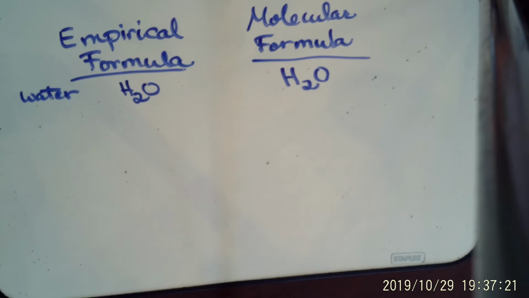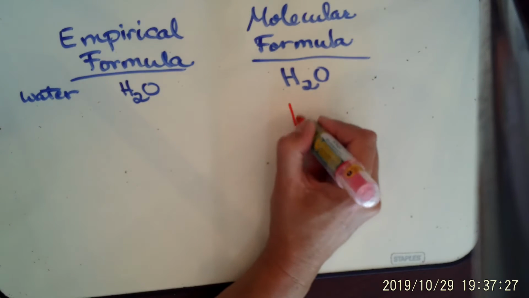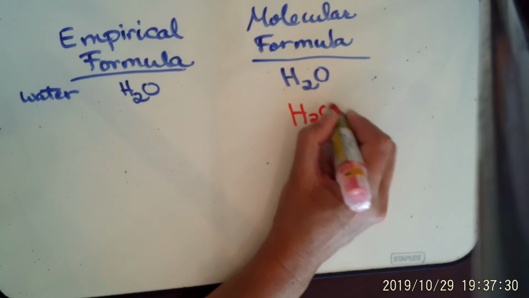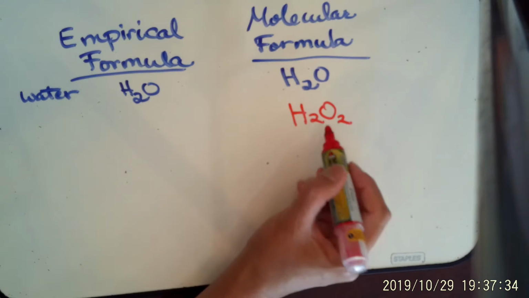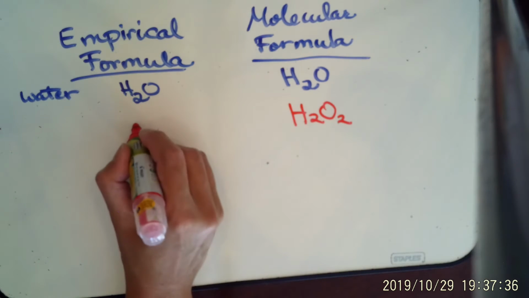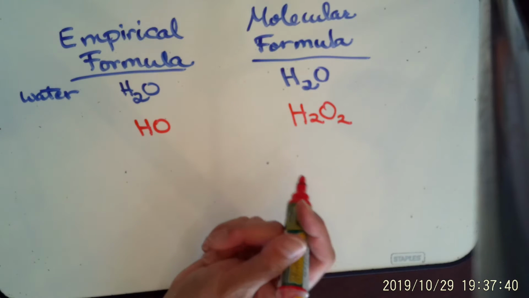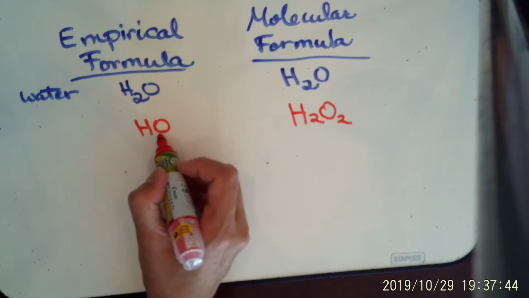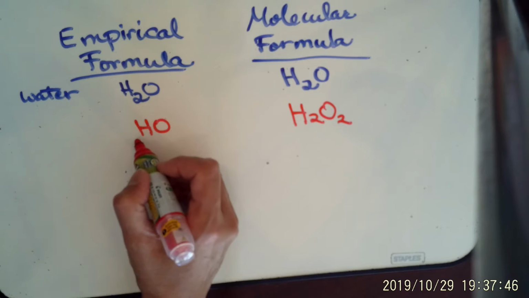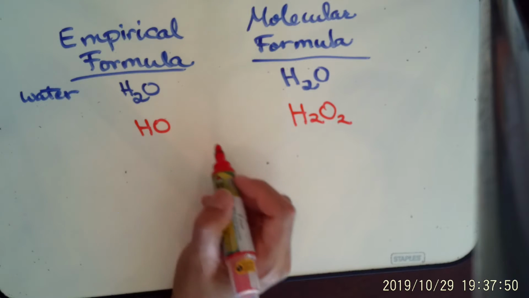What happens if I look at something different? Suppose I look at hydrogen peroxide. We know hydrogen peroxide is H2O2. That's the molecular formula, but the simplest ratio is HO. This is not a compound, it's not an ion, it just tells me that for every oxygen in hydrogen peroxide, I have a hydrogen. That's the simplest ratio for the empirical formula.